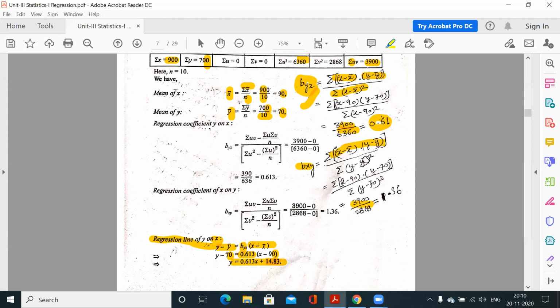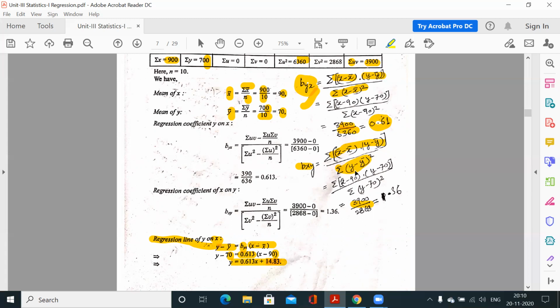And next, in the denominator we now have summation y minus y bar square, instead of summation x minus x bar square, because that was b y x. There x is at the later position, so the denominator is in terms of x. Here in bxy, y is at the later position, so the denominator would be in terms of y. So summation y minus y bar square.